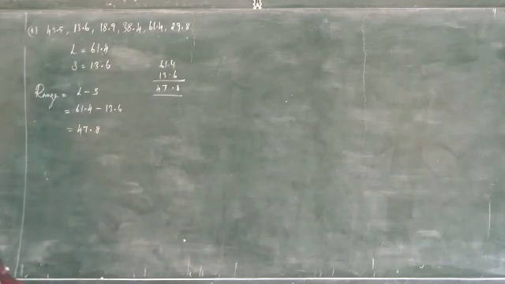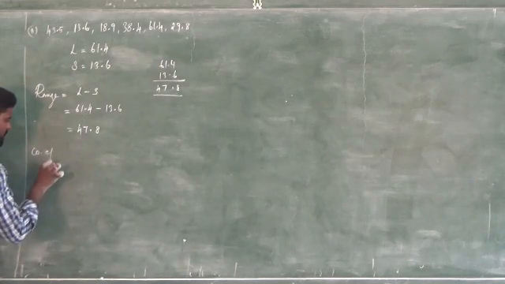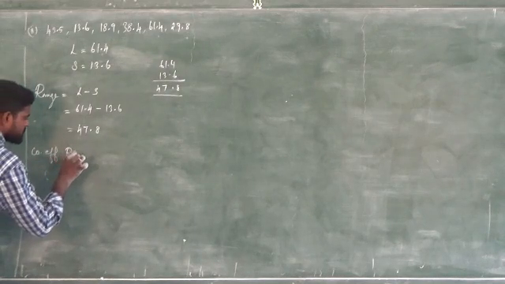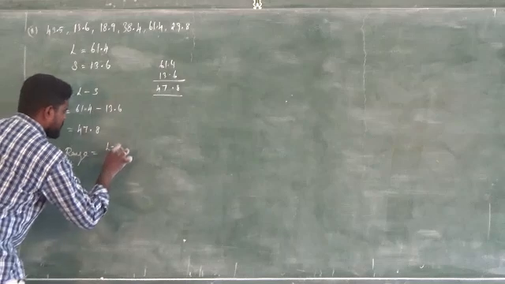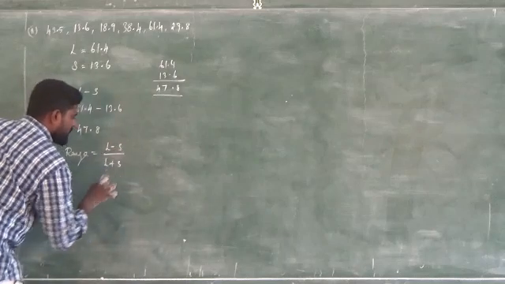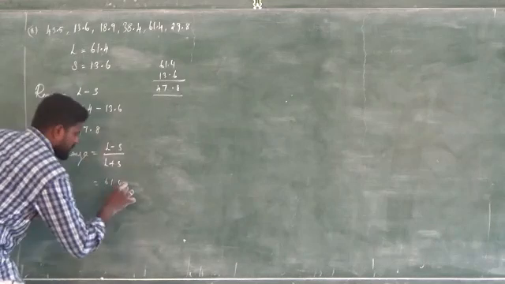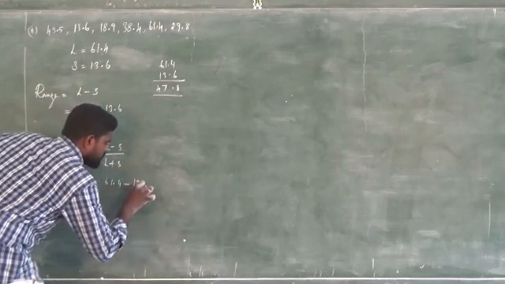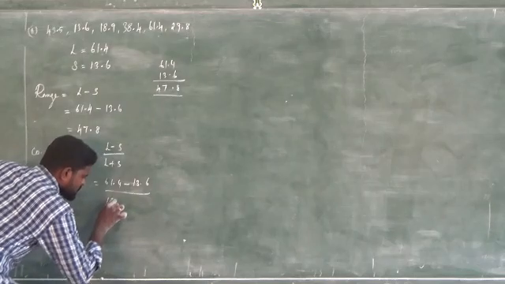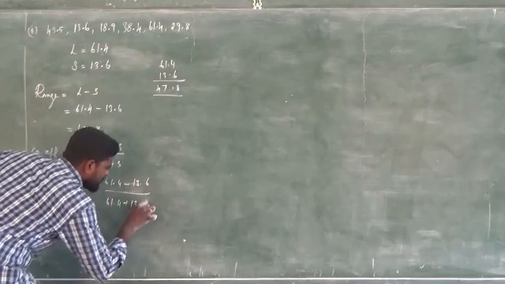Then we find the coefficient of range. Coefficient of range is equal to L minus S by L plus S. It is 61.4 minus 13.6 by 61.4 plus 13.6.